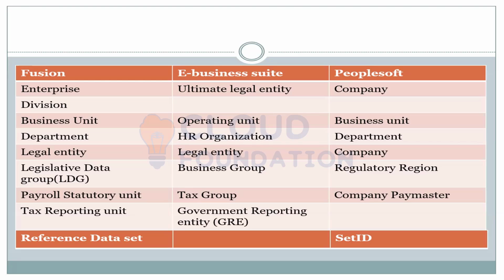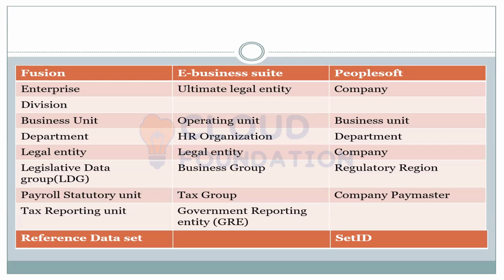And in legal entity, in Fusion, we have legal entity. In e-business suite, that is also called a legal entity. In PeopleSoft, we have company. In Fusion, we have LDG. In e-business suite, we have business group. In PeopleSoft, we have regulatory region.